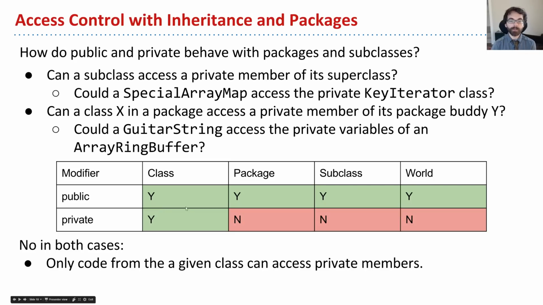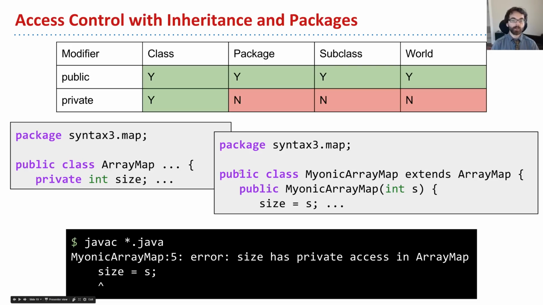And so what we want to do is discuss the other keywords in Java that have a different layout than either yes, yes, yes, yes, or yes, no, no, no, no. As an example that we can see right here on a slide, maybe a more contrived example, let's consider the Maionic array map. It extends the array map class, it's part of the same exact package, and it has, in this case, a constructor which immediately sets the size equal to s.